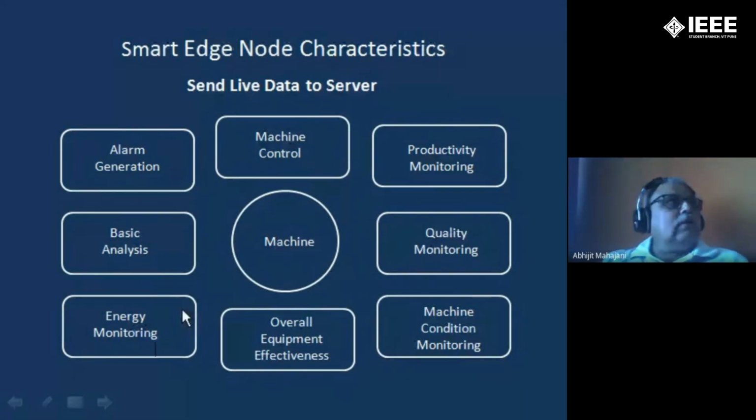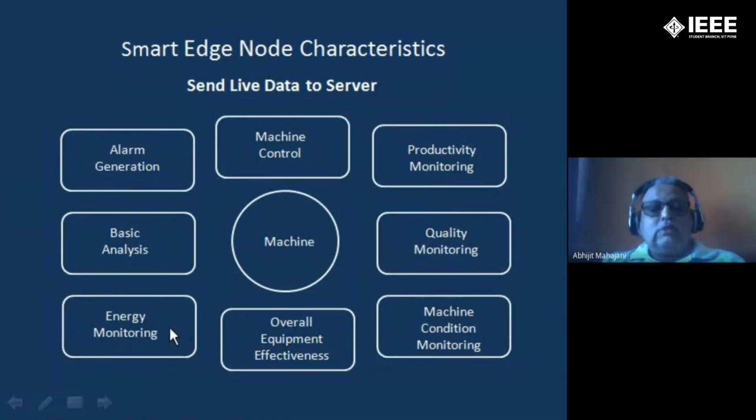Energy monitoring is another area which is needed, because if your machine starts deteriorating, you start consuming more energy. So this also can be an indication about your machine conditions.